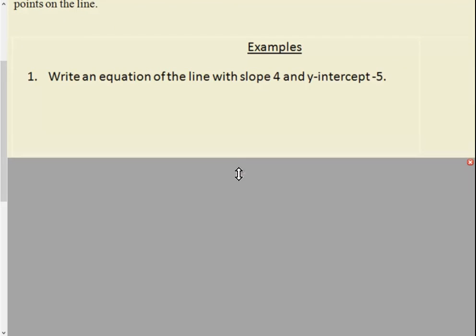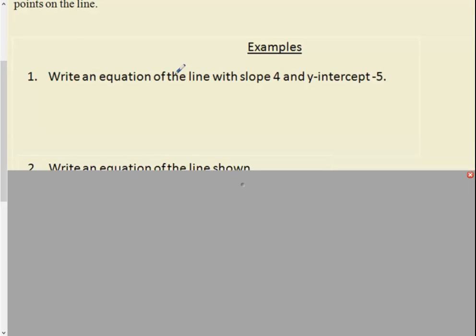First case is the simplest case. Write an equation of the line with slope 4 and y-intercept -5. So we have y equals mx plus b, and we're told that m, the slope, is equal to 4, and the y-intercept b is equal to -5. We simply substitute those values into this equation. And so we get y equals 4x minus 5, since b is negative.